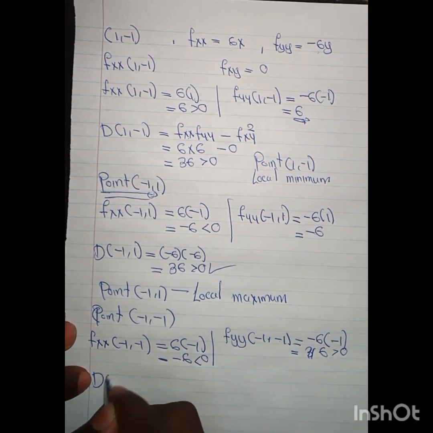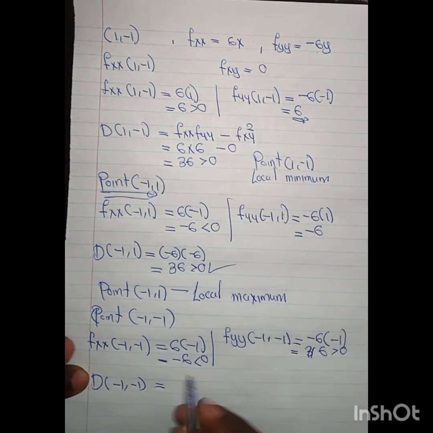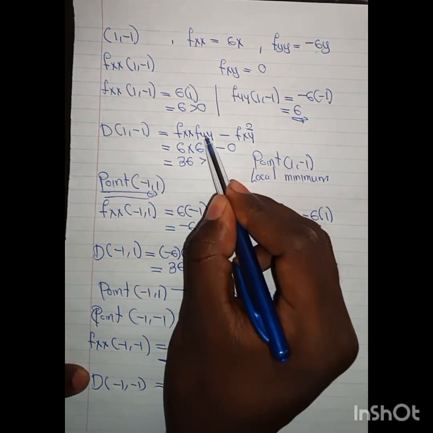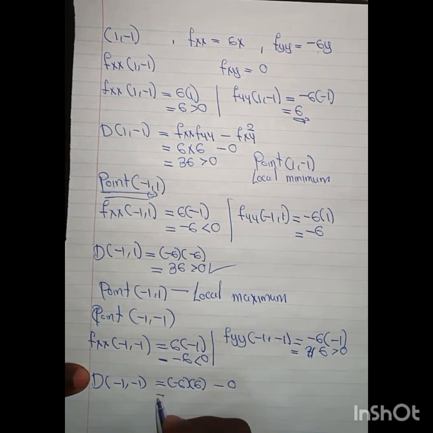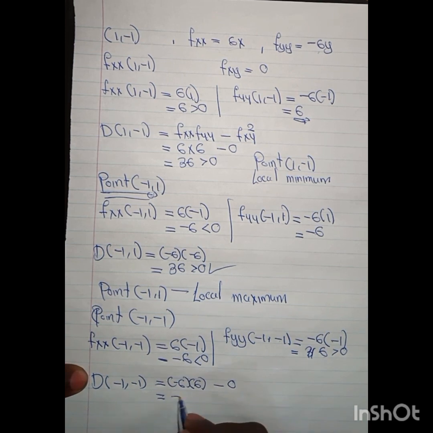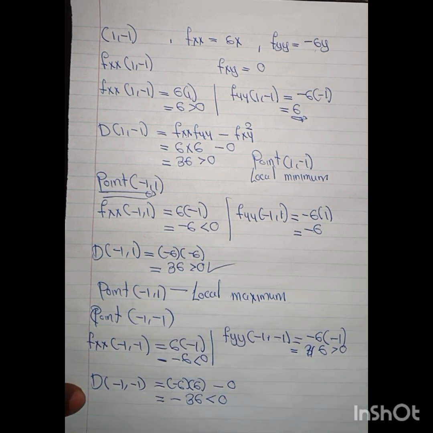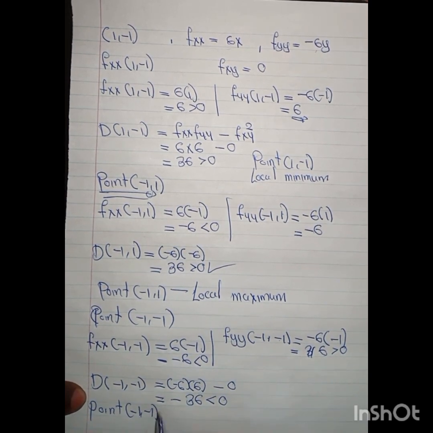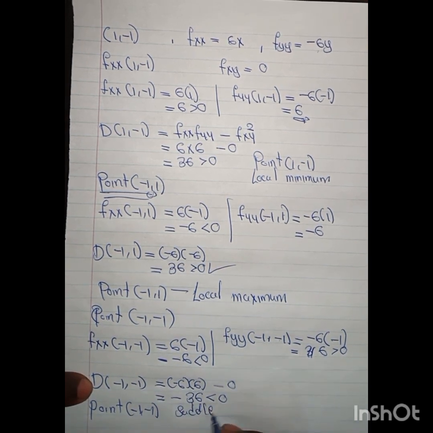So our d at the point minus 1 and minus 1 is given by f of xx, which is negative 6, times f of yy, which is positive 6, minus 0. Negative 6 times positive 6 is negative 36. Negative 36 is less than 0. Then now we can conclude that for the point negative 1 and negative 1, since the value of d is less than 0, the point is a saddle point.